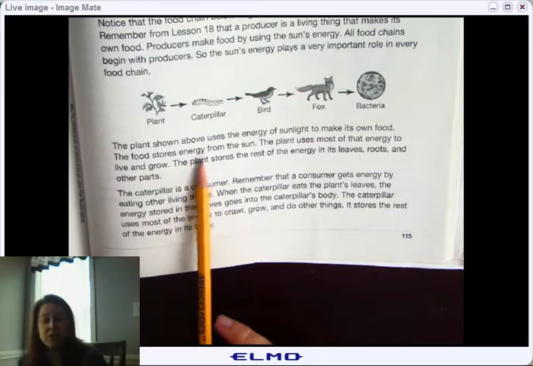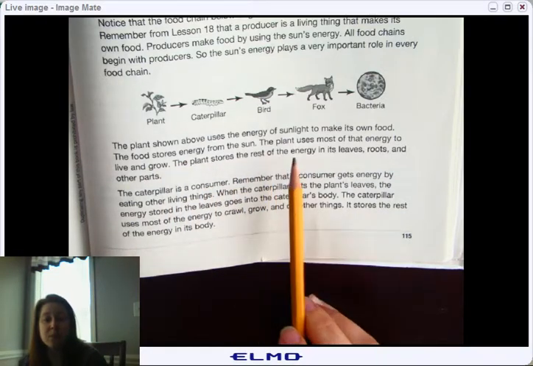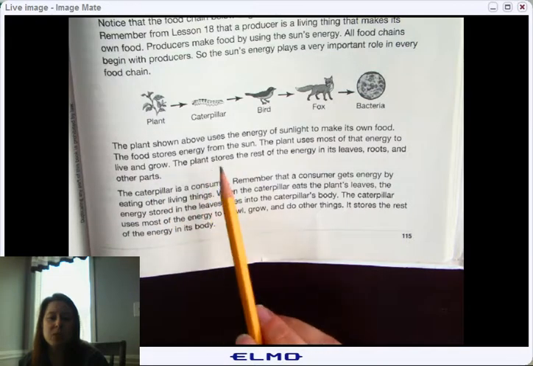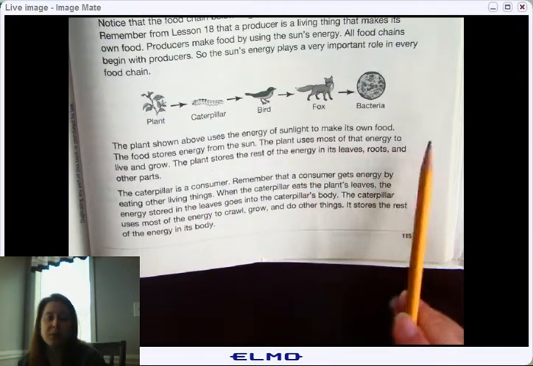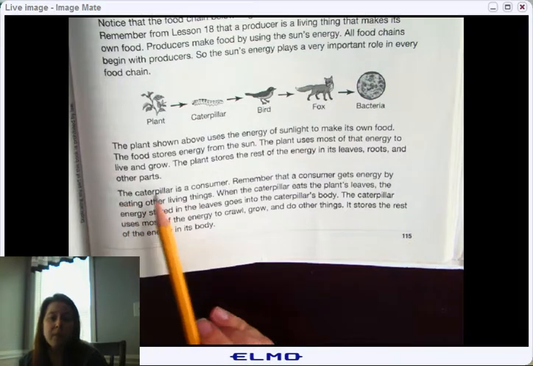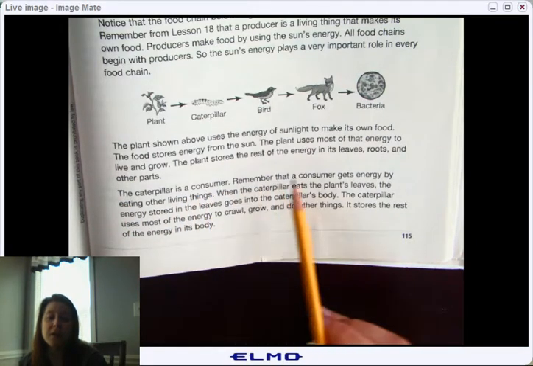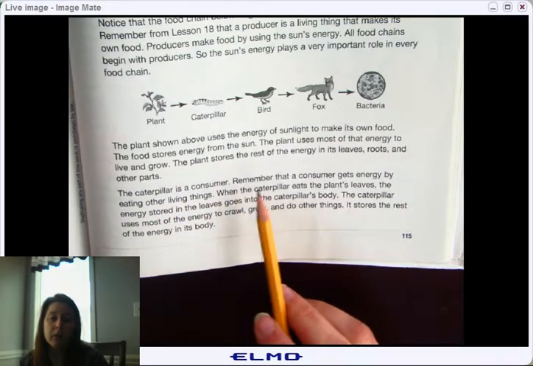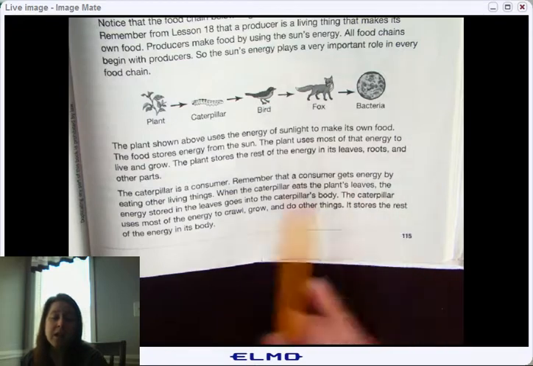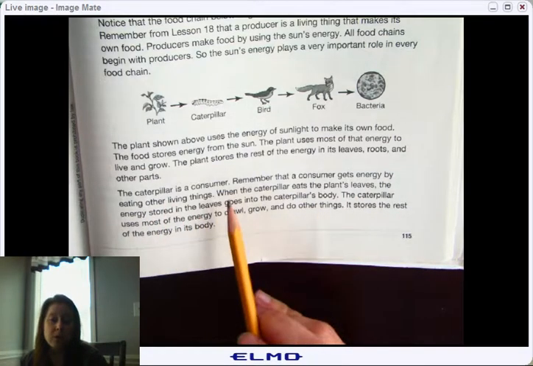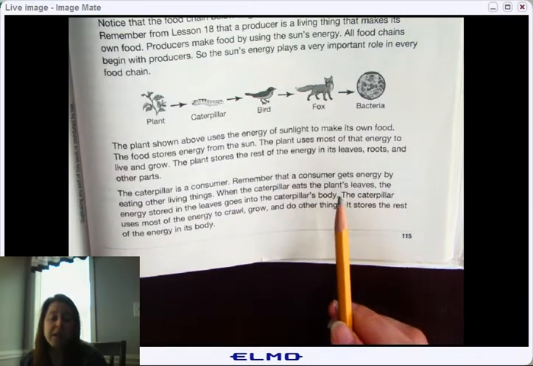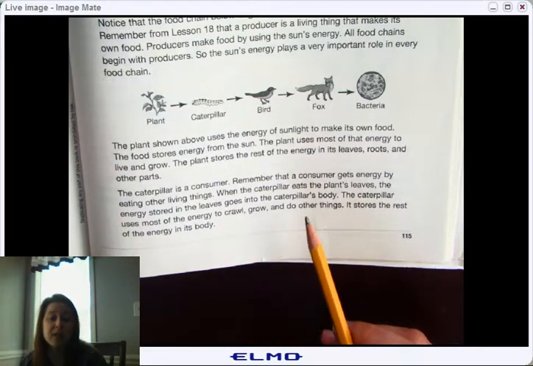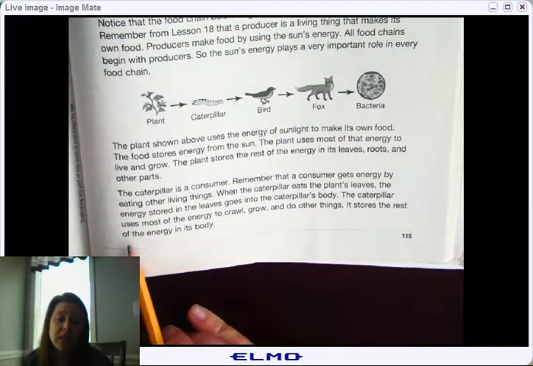The food stores energy from the sun. The plant uses most of the energy to live and grow. The plant stores the rest of the energy in its leaves, roots, and other parts. The caterpillar is a consumer. Remember that a consumer gets energy by eating other living things. When a caterpillar eats a plant's leaves, the energy stored in the leaves goes into the caterpillar's body. The caterpillar uses most of its energy to crawl, grow, and do other things. It stores the rest of the energy in its body.